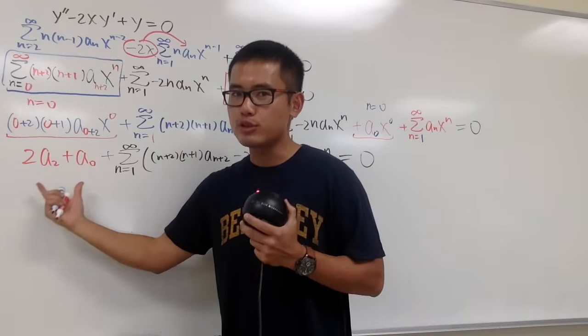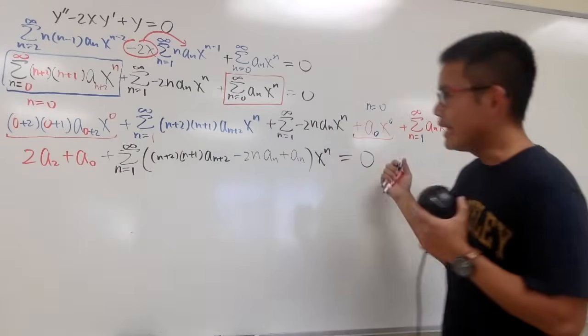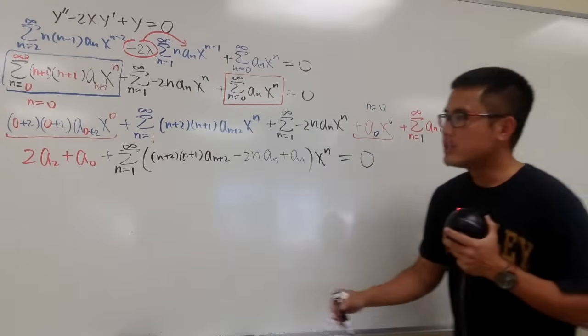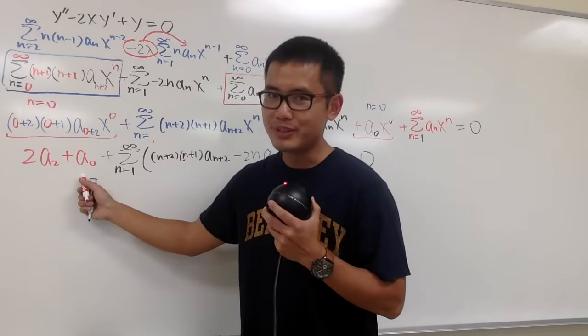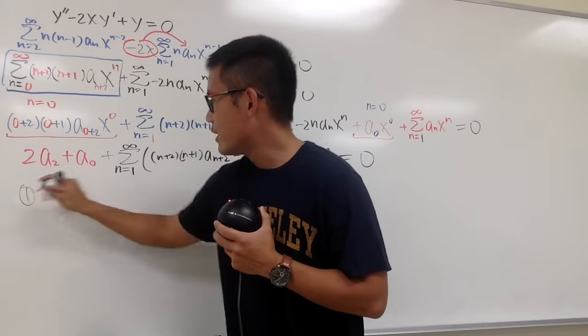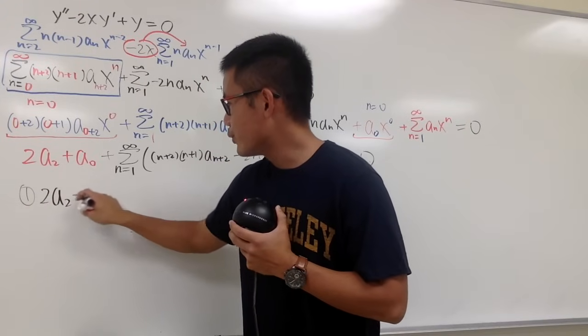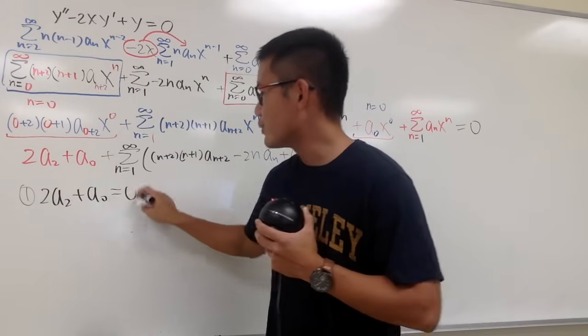Because they don't have any x to the whatever power. On the right-hand side, it's always equal to 0. So that means we have the first condition. This plus that must be equal to 0. And let me write this down right here. We must have 2a2 plus a0 equal to 0.